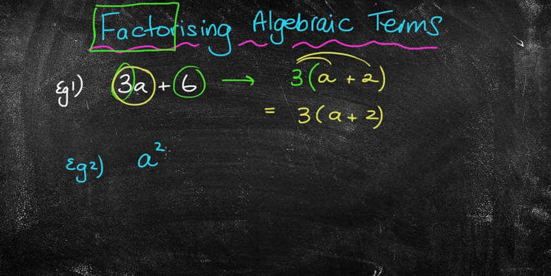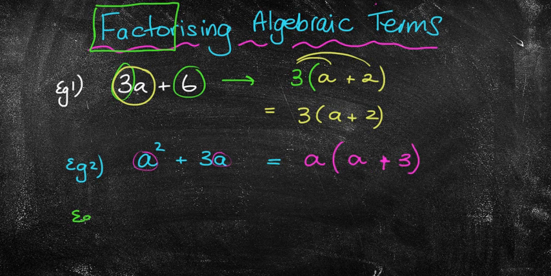Sometimes you might get a question like this, a squared plus 3a. In this case, there's no other number apart from 1. It's not going to really help us. But what you might recognise is I've got an a squared and I've got a 3a, which means that a goes into both of those terms. A times a makes the a squared, plus a times 3 makes the 3a. So again, it's fairly straightforward.